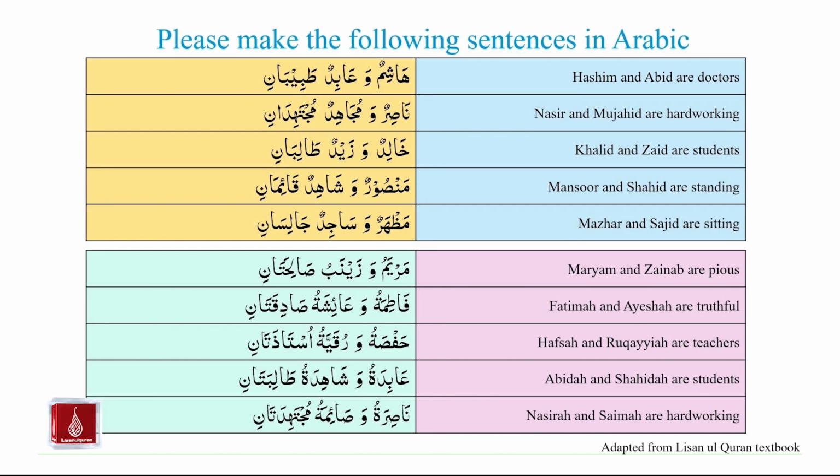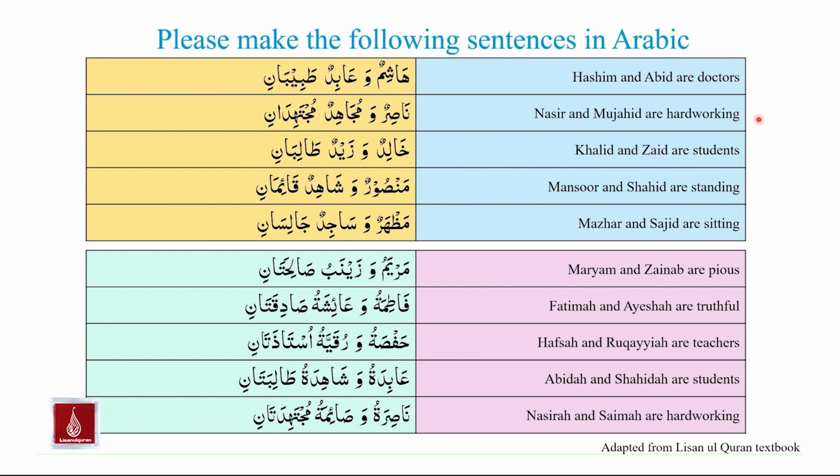Here we will practice making jumla ismia using dual proper nouns as mubtada. Hashim and Abid are doctors. Hashimun wa Abidun tabibani. Hashimun wa Abidun is mubtada. Tabibani is khabar. Hashimun is in rafa status. Abidun is in rafa status. Tabibani is in rafa status because of the ani ending sound.